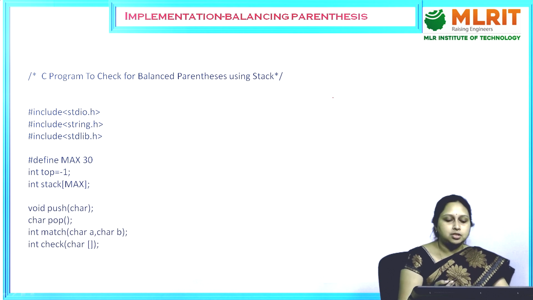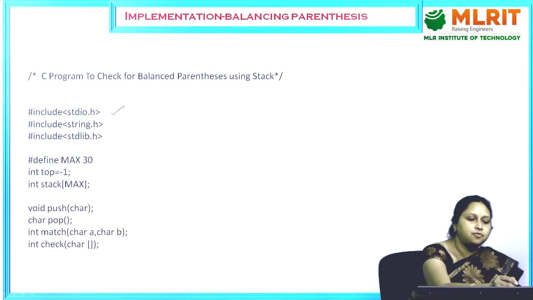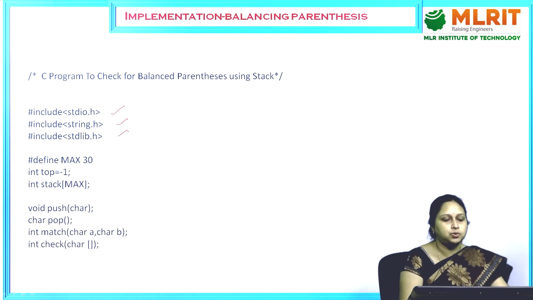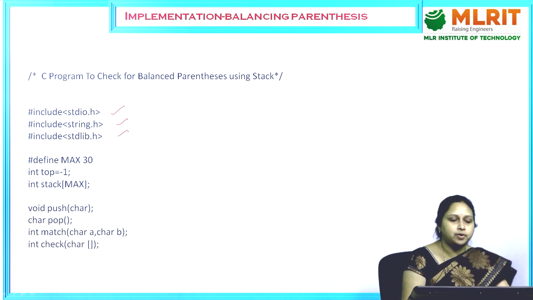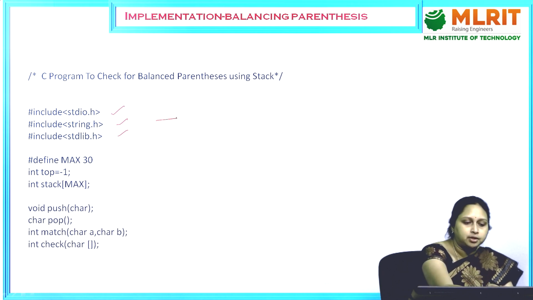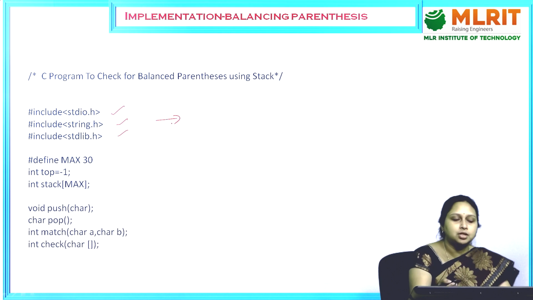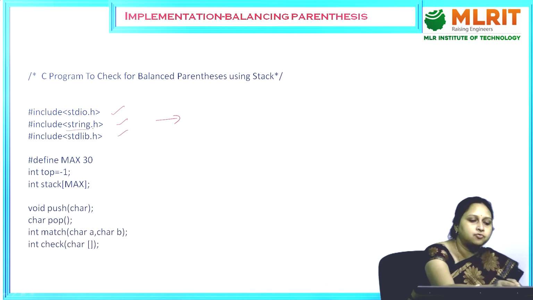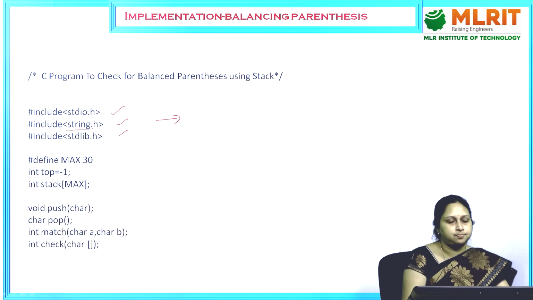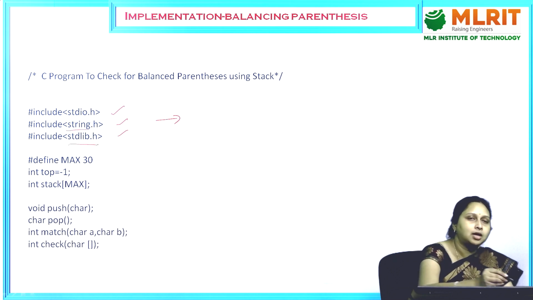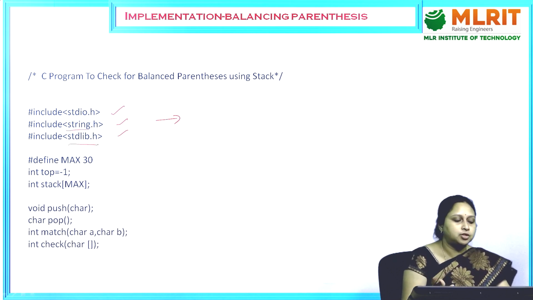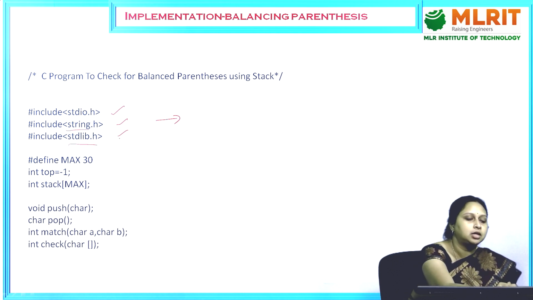To do this, first we are going to have the header files. We are going to take 3 header files. One is stdio.h, where we use printf and scanf, and string.h, where we take an input string, that is, the expression consists of strings. That's why we include the header file string.h. And stdlib.h will be used for some functions, that is the exit function. For that purpose, we are including this header file.